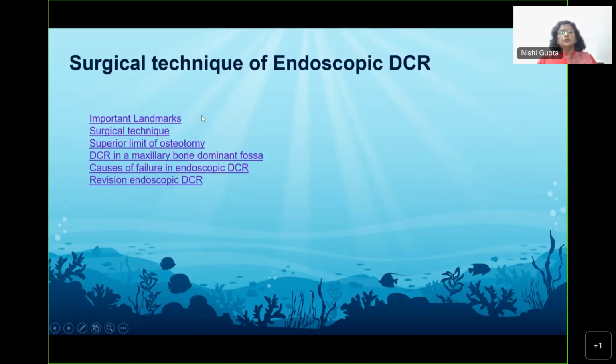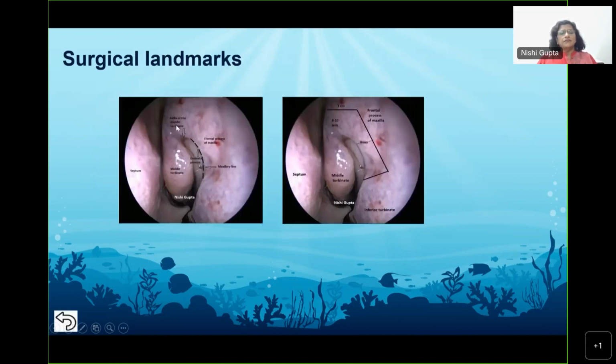Now coming to the surgical technique of endoscopic DCR, landmarks are the most important thing. This is the left nasal cavity endoscopic picture showing middle turbinate, septum, axilla of the middle turbinate, frontal process of maxilla, and we can see the uncinate process. So this maxillary line is the junction of the uncinate process with the frontal process of maxilla. And we know that the sac extends around 8 to 10 millimeter above the axilla of the middle turbinate. So that is the site of incision. If our incision starts from here, there are high chances that DCR will fail because this portion remains unexposed.